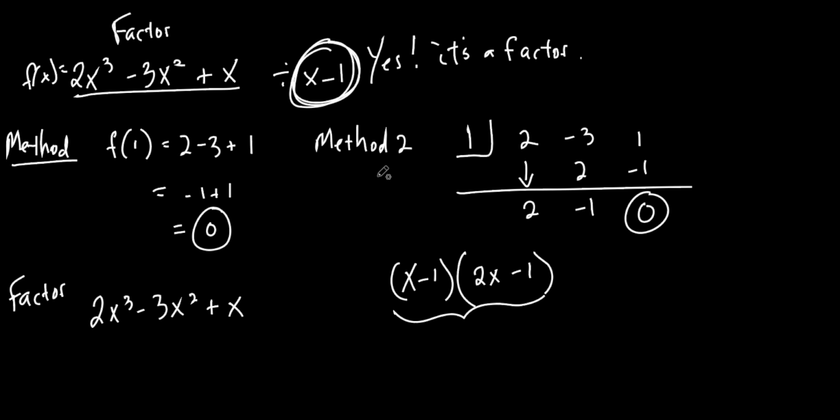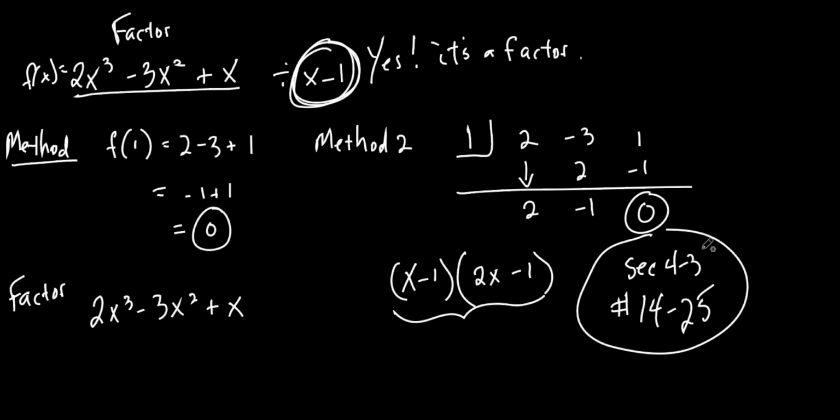So, let's see. 14 to 25. You may not be able to do all of them, but you should be able to do quite a few of them. 14, what did I say? To 25. Section 4.3. Do as many of those as you can. I think a lot of those are synthetic division, so you should be able to do a lot of those. And then some of them are, is this thing a factor or not? All right? So 14 to 25, section 4.3.